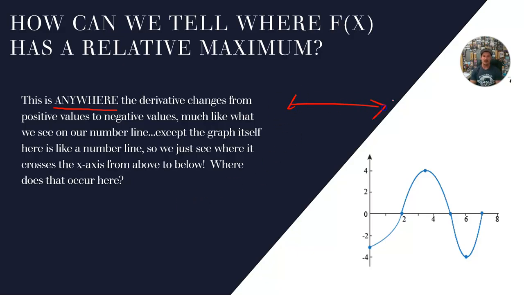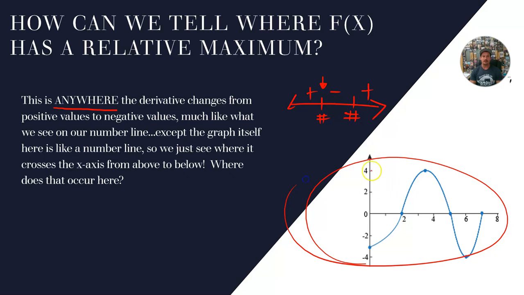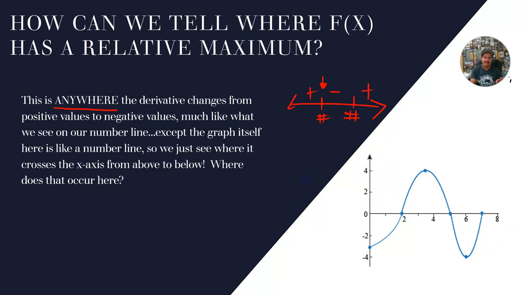Back at the beginning of this unit, we had a number line. We found our critical points, whatever they were, and say this is where my derivative was positive, this is where it was negative, this is where it was positive. At this point right here where the derivative changed from positive to negative, I knew I had a relative maximum. Well, the graph itself here is kind of like the number line that we created at the beginning of this unit. I just need to see where the graph of this derivative changes from positive to negative.